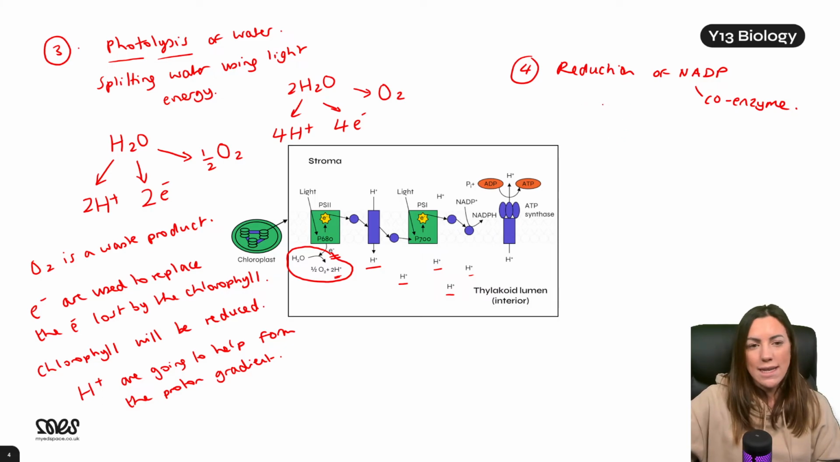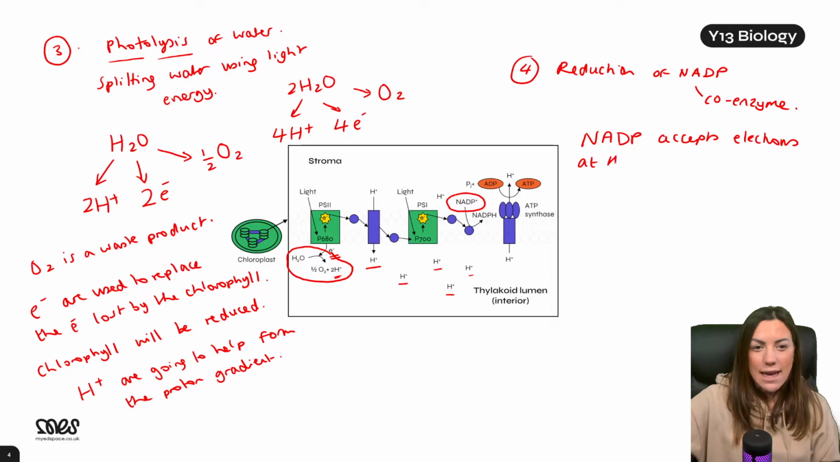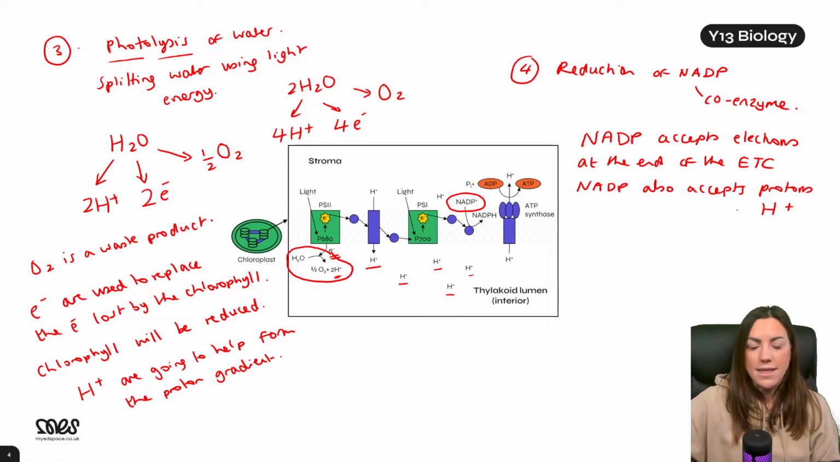So let's think about this. Why is this important? Well, have a look on the diagram. At the end of the electron transport chain, remember the electrons have been passed along. When they reach the end of the electron transport chain, they will be accepted by NADP. So NADP accepts electrons at the end of the electron transport chain. NADP also accepts protons or hydrogen ions, H+.